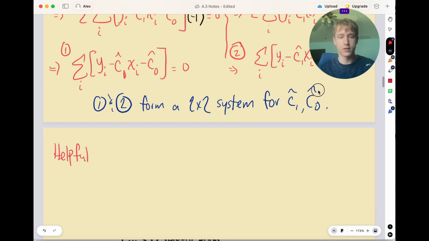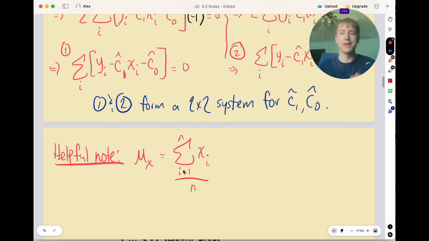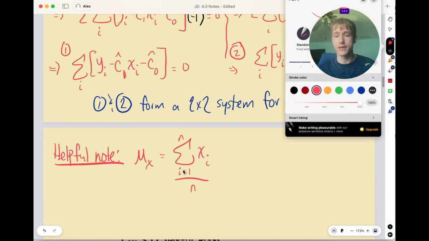A helpful note, because I never really stated this: it might help you to remember that the mean of a random variable is the same as summing all of it like this, and then dividing by how many there are. So taking the sum of all of these values and then dividing it by n. That might be a helpful note to get you through that video. But once you do that, I'm just going to go ahead and tell you the solutions.